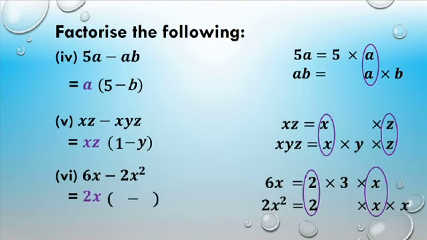So again I have a minus. For the first term, 3 is left. And for the second term, x is left. So 6x minus 2x squared can be written as 2x into 3 minus x.